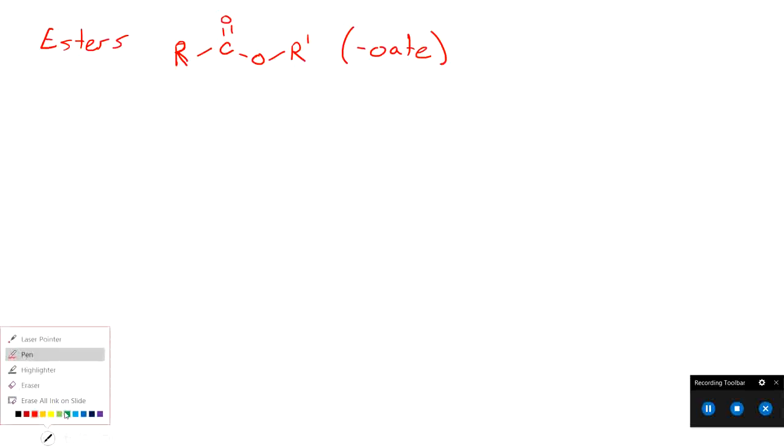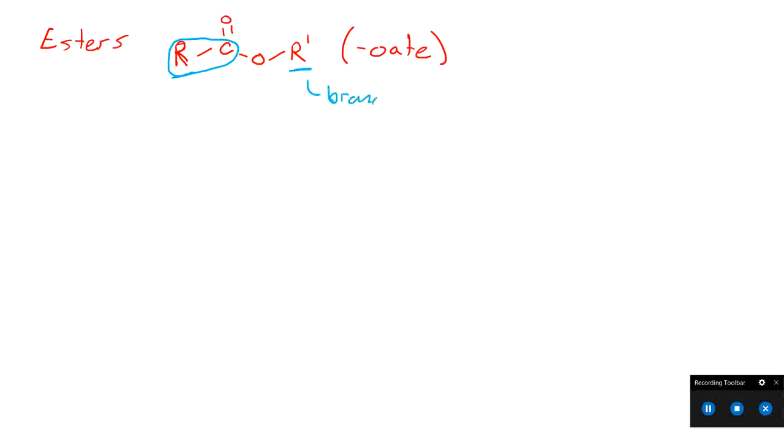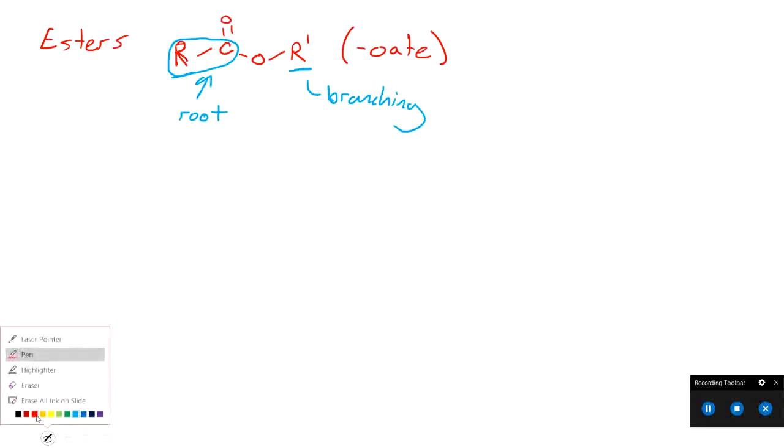So how we do this in terms of priority is the chain. This piece that's attached directly to the double bonded carbon, that is our main chain regardless of the size. This one is considered our branching chain. Okay, this one is what we derive our root word from. So this again is an ester.